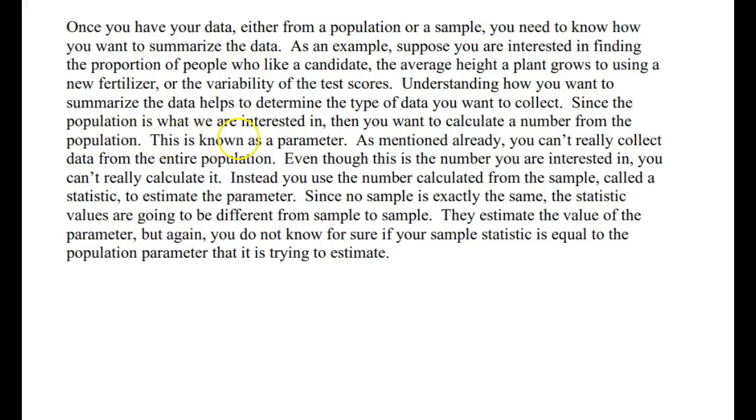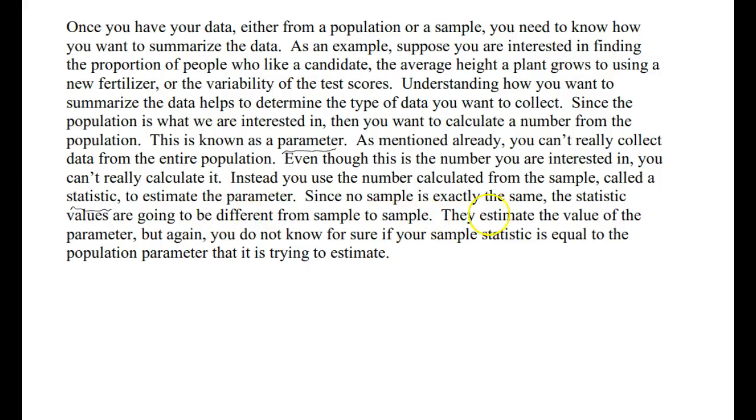Since the population is what we're interested in, then you would want to calculate a number from the population. This is known as a parameter. As mentioned already, you can't really collect data for the entire population. Even though this is the number you're interested in, you can't really calculate it most of the time. Instead, you use a number calculated from the sample, called a statistic, and that's used to estimate the parameter.